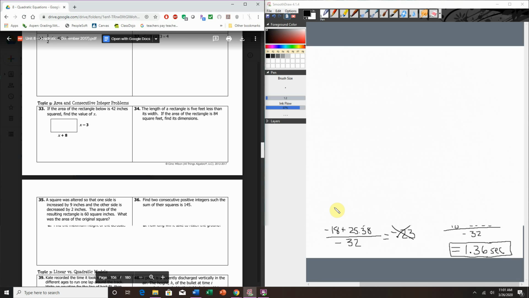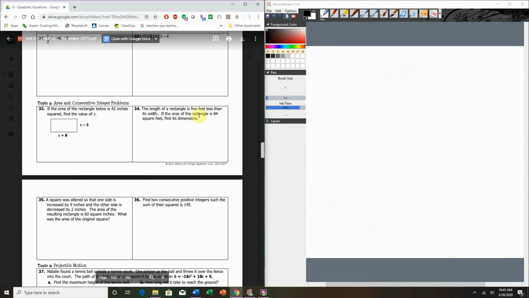Today we're going to look at question 34 in our study guide. Okay, so 34 reads, the length of a rectangle is 5 feet less than its width. If the area of the rectangle is 84 square feet, find its dimensions. Okay, so we're trying to figure out the length and the width of this rectangle.